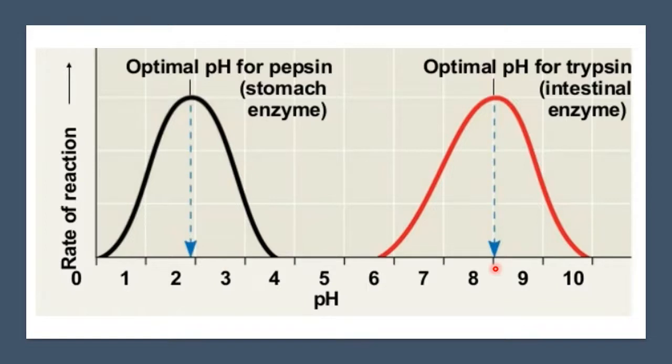However, trypsin, the intestinal enzyme, works between pH 8 and 9, that is 8.5. It should not be lower than 8 or more than 9, because if this happens, the enzyme will probably be denatured.